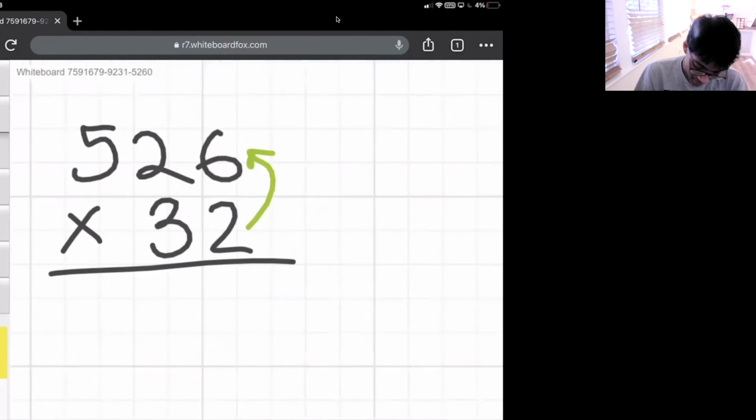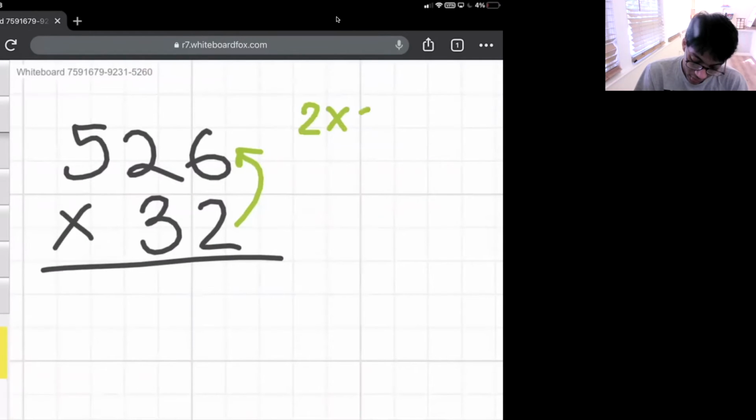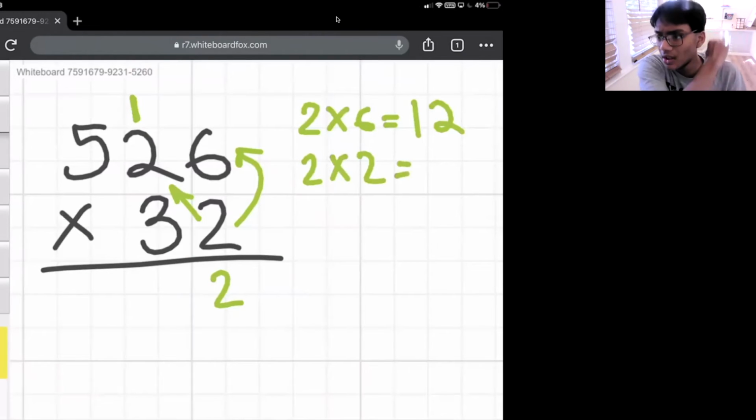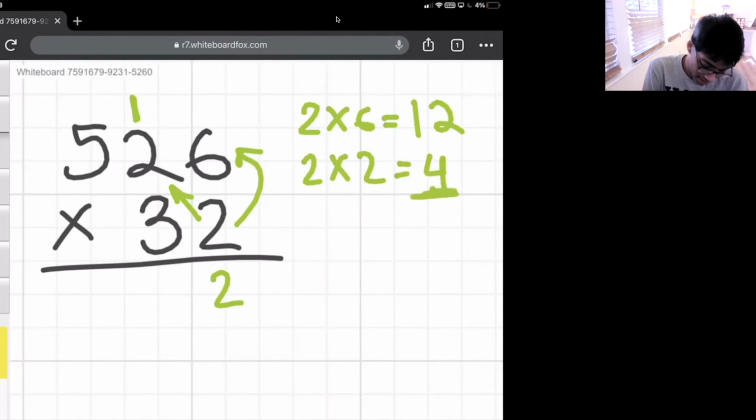What's 2 times 6? Do you remember 2 times 6? If you don't, go ahead, watch the 2 times table video. So 2 times 6 is 12. And so we can write 2, carry over the 1, right? Regroup the 1. And now do 2 times 2. Well, what's 2 times 2? If you don't remember, watch the 2 times table video. But if you do remember, 2 times 2 is 4. Add this 4 to this 1, and we're going to get 5.